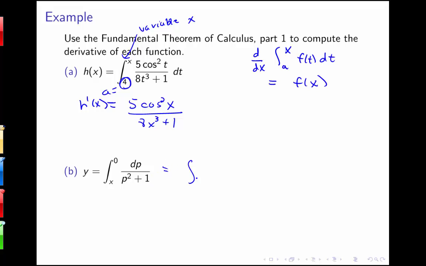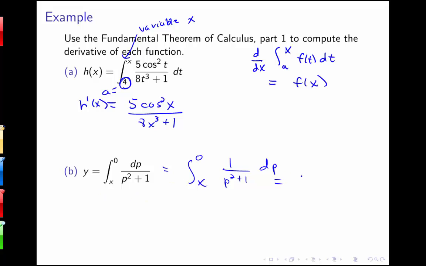Notice that this also could be written as the integral from x to 0 of 1 over p squared plus 1 dp. Sometimes that differential could get moved if there was nothing in the numerator there. But if I want to apply this theorem here, I'm going to have to rearrange my limits of integration.